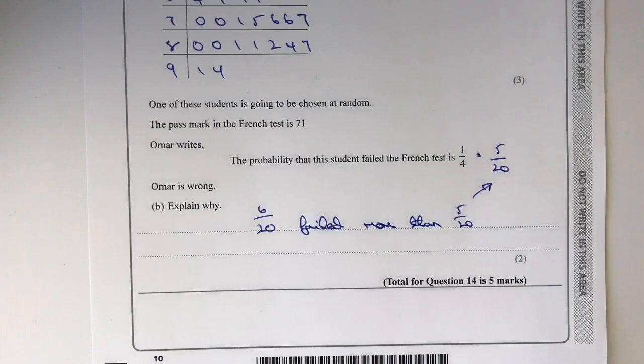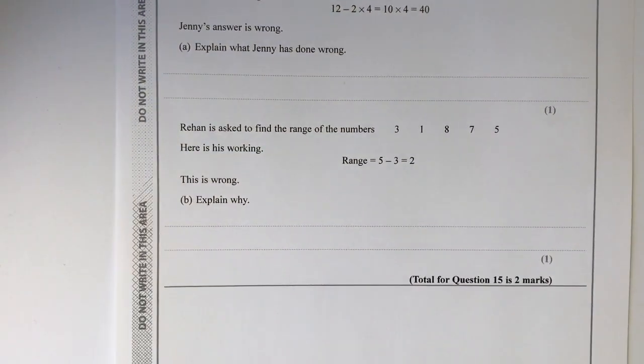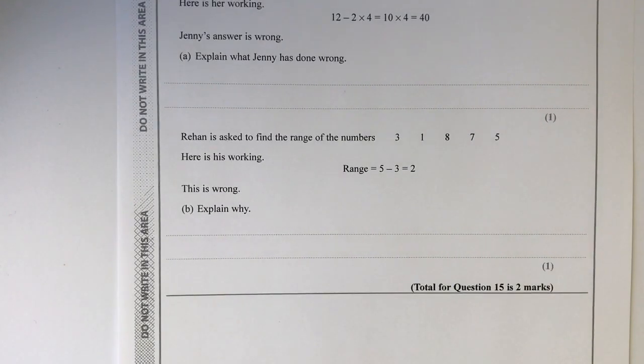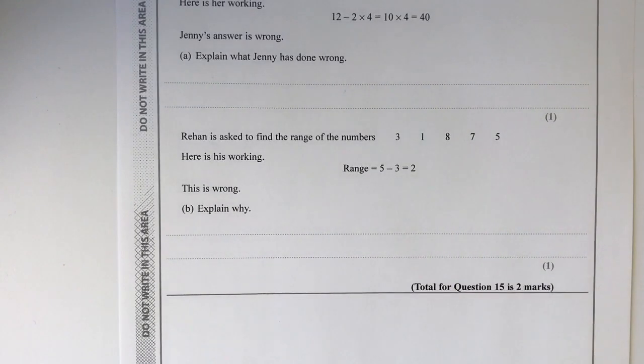Question number 15, we're working out BIDMAS. So it says Jenny is asked to find the value of that. Here is her working. Jenny's answer is wrong. Okay, they seem to quite like putting these wrong things. So Omar was wrong before, and now Jenny is wrong. Okay, explain what Jenny has done wrong.